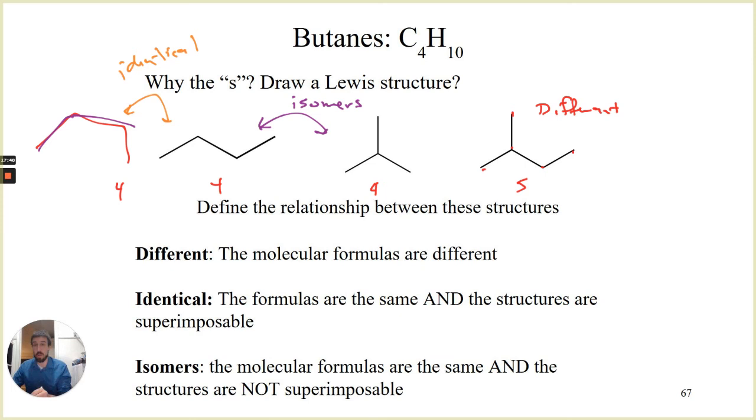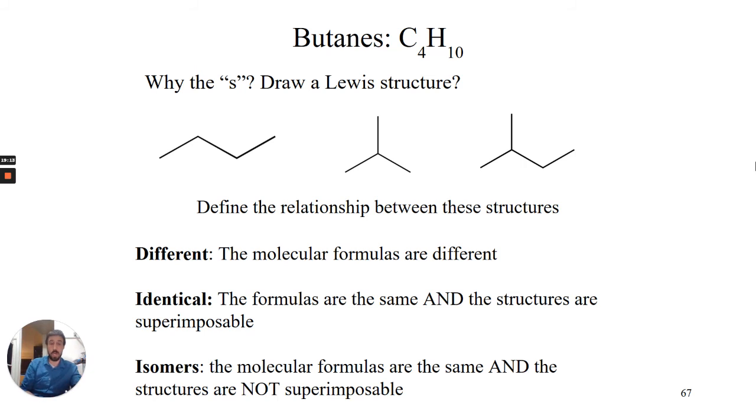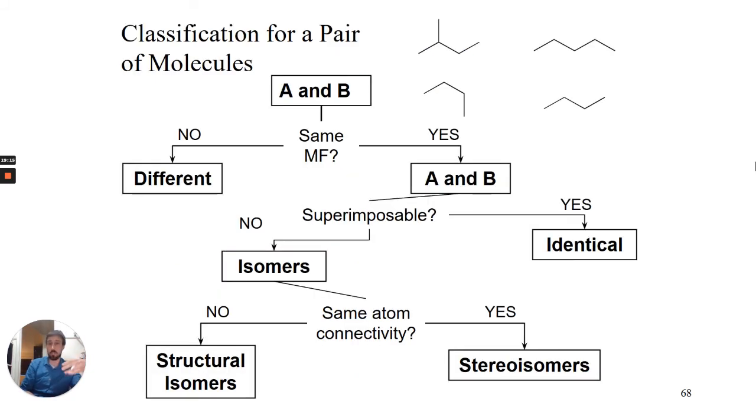The way that I think about those kind of isomers is if you have to break a bond to make them superimposable, then they're isomers, okay? And that breaking bond is going to become more relevant as we continue through, okay? And really the best way to do this is to look at kind of a flow chart.